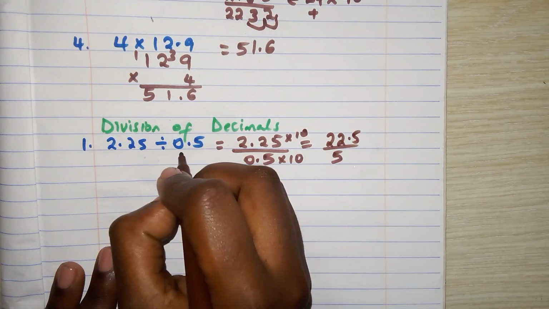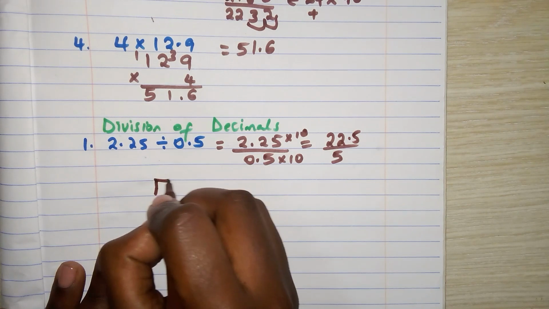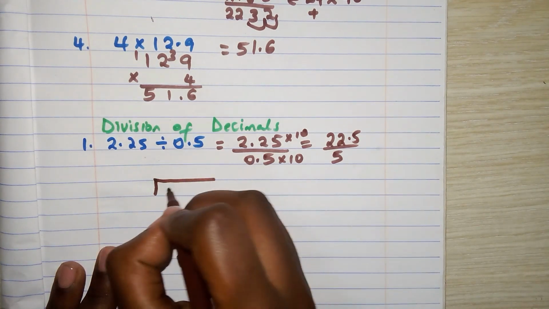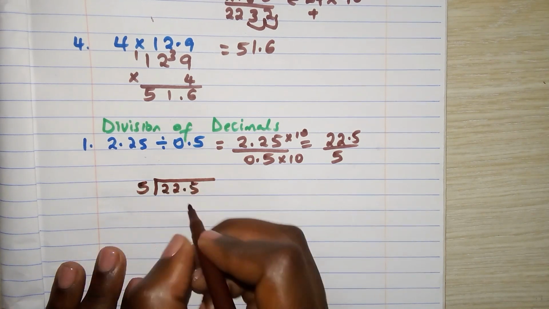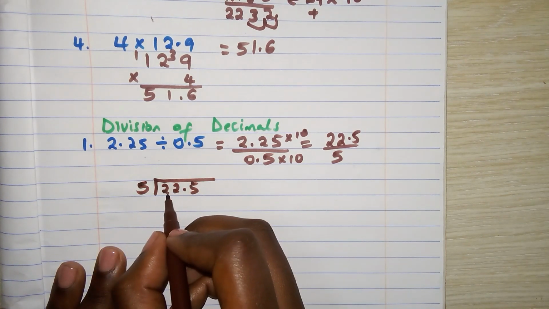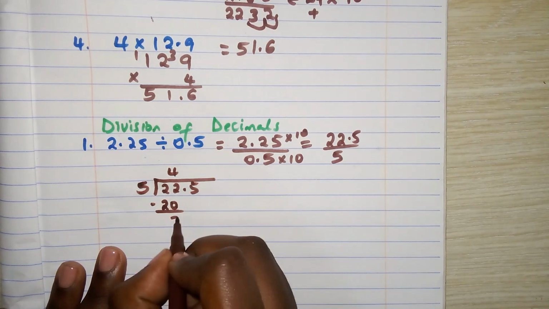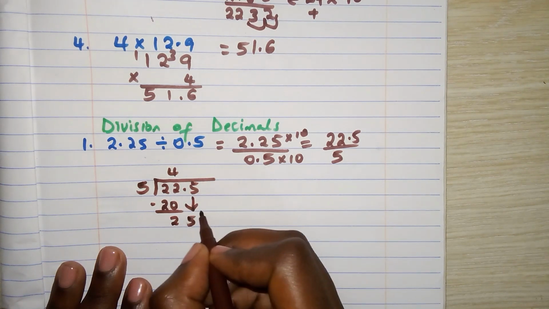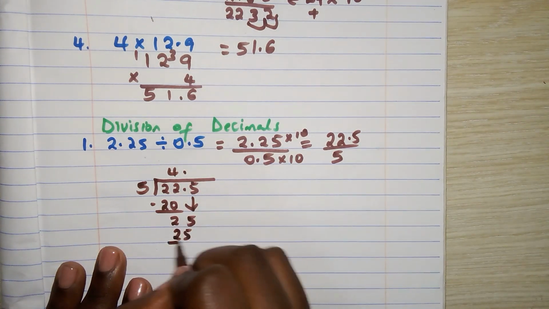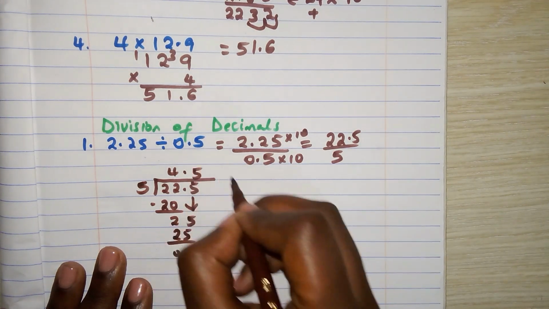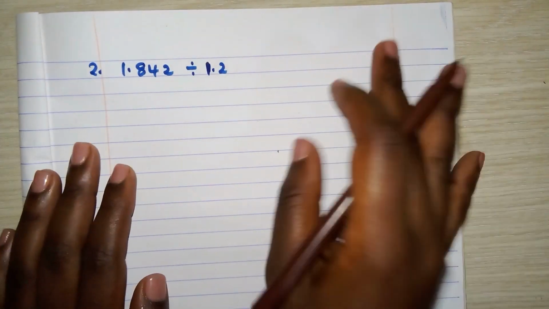So the aim is to make this divisor a whole number. Then you go ahead and you can do your bar stop method or your long division. So 22.5 divided by 5. 5 goes into 22 4 times because of 20. And then drop the 5. There's a decimal point, so put the decimal point there. And then 25, 5 times. So the answer would be 4.5.